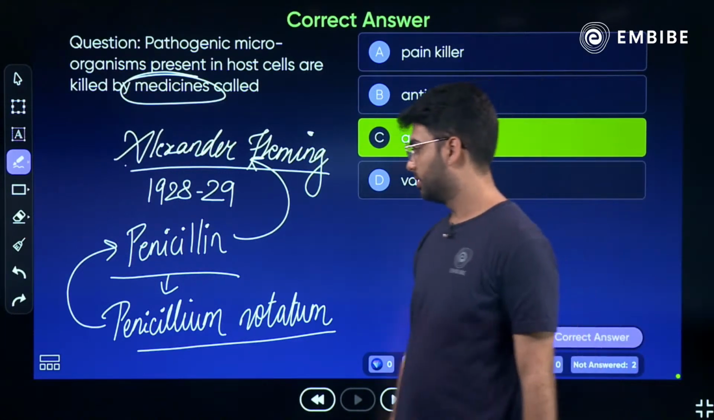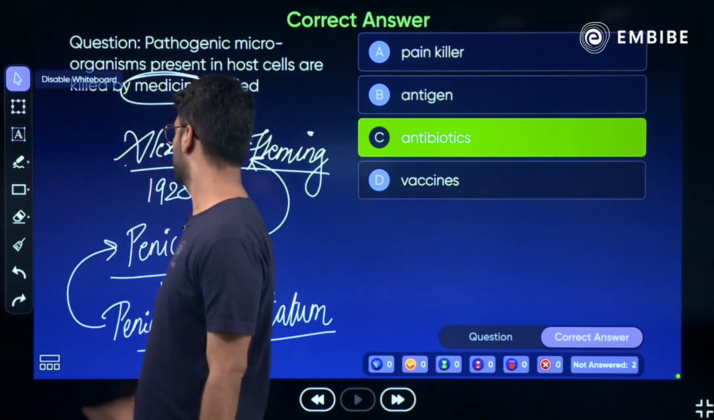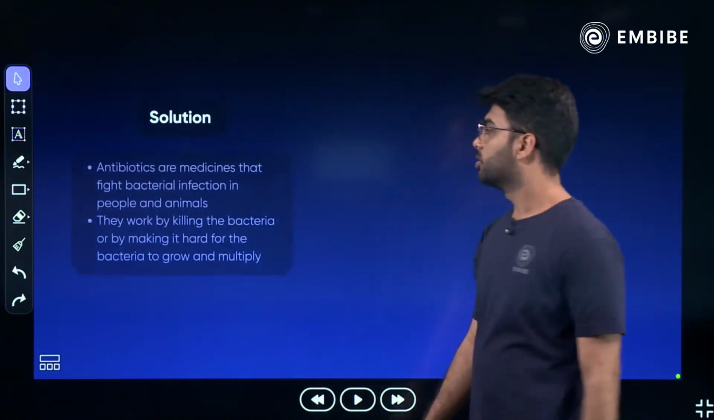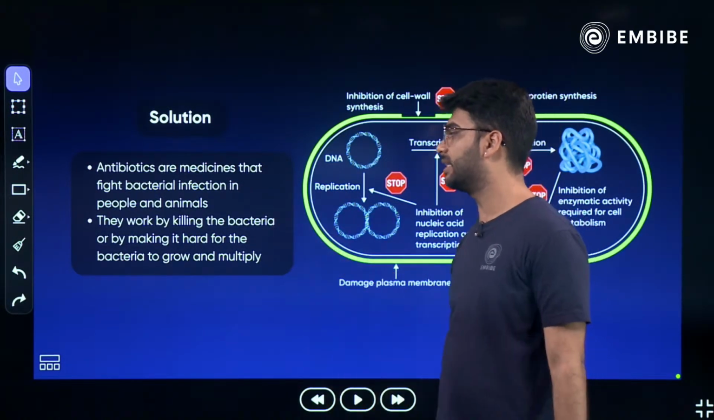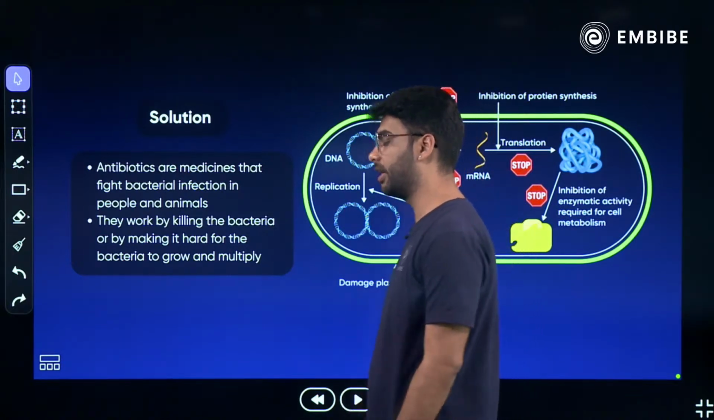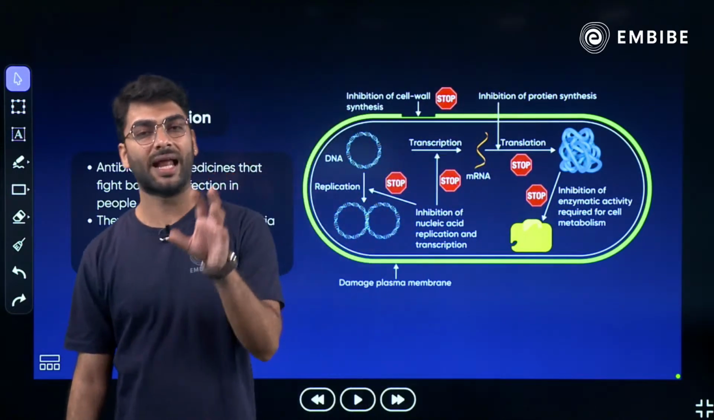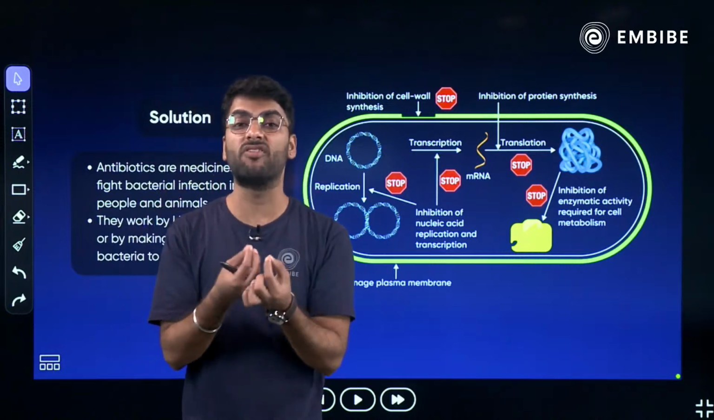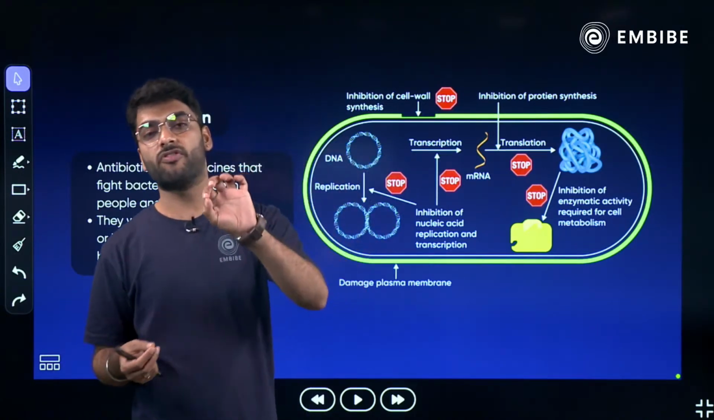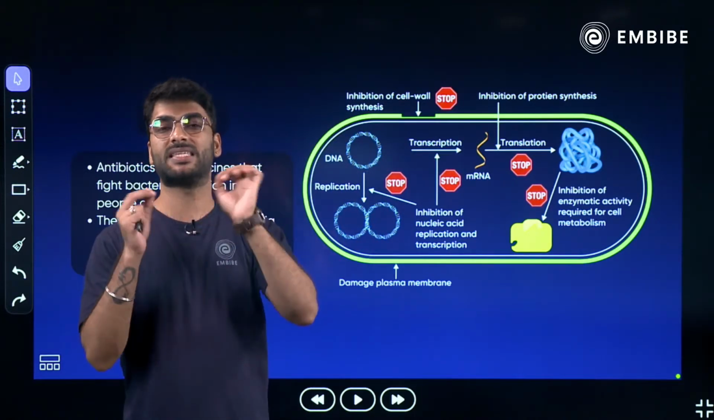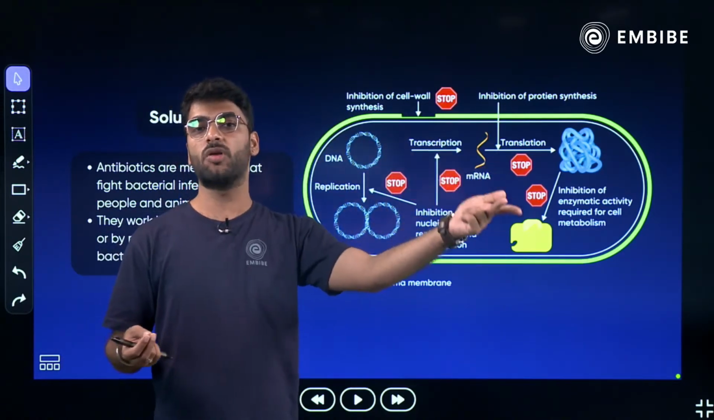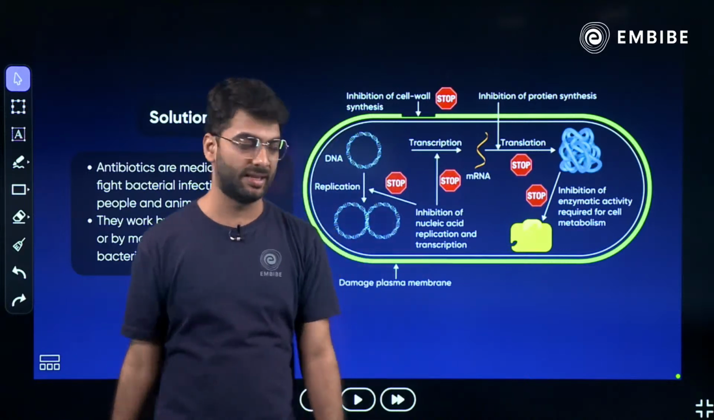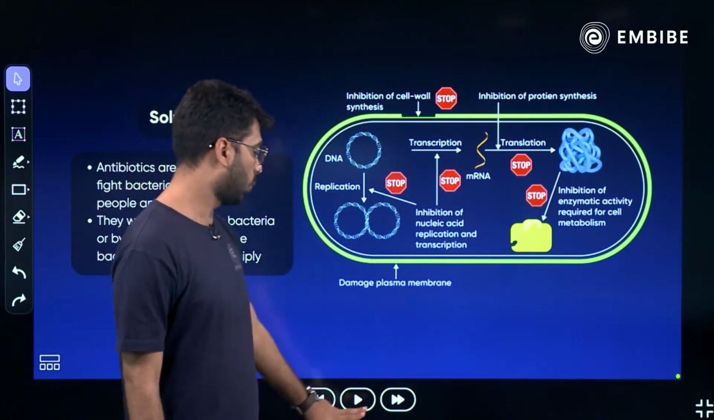ठीक है? So antibiotics are medicines that fight bacterial infection. They work by killing the bacteria by making it hard for the bacteria to grow and multiply. Basically what an antibiotic does is it destroys the cell wall of the bacteria. So the life of the bacteria is in its cell wall. एक बार cell wall destroy हो गई, the bacteria cannot multiply, and because it cannot multiply, the bacteria will die. ठीक है? That is how an antibiotic works.